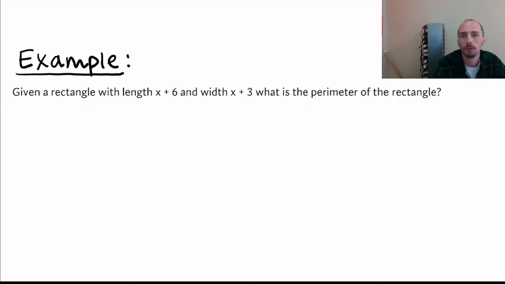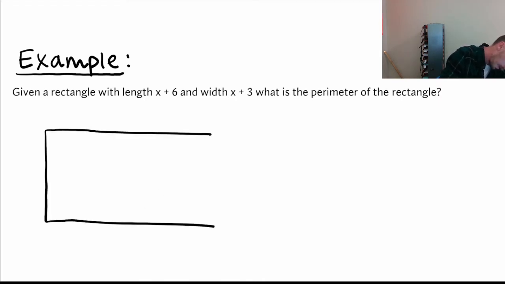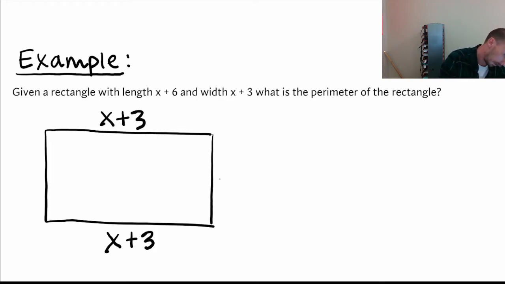All right, now I got a couple geometry examples for you. Given a rectangle with length x plus 6 and width x plus 3, what's the perimeter of the rectangle? Okay, if you're not given a diagram, you should make one yourself. They told you that last year. So here I've got myself a rectangle. Okay, width is x plus 3, so that means this is also going to be x plus 3. Length, I guess that's the same as height, x plus 6 and x plus 6.